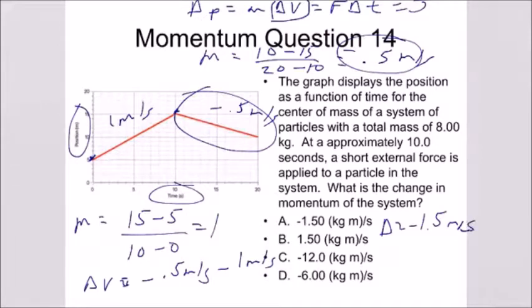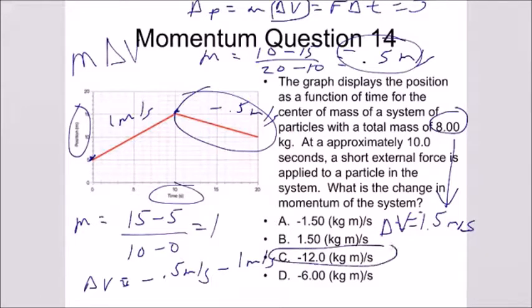Now be careful and don't mark negative 1.5 as your answer, because we're not looking for change in velocity, we're looking for change in momentum. To find change in momentum, we need to take mass times change in velocity. So our mass in this problem is 8 kilograms. We're going to multiply that by our change in velocity, and we're going to end up with negative 12 kilogram meters per second. So our answer on 14, C.